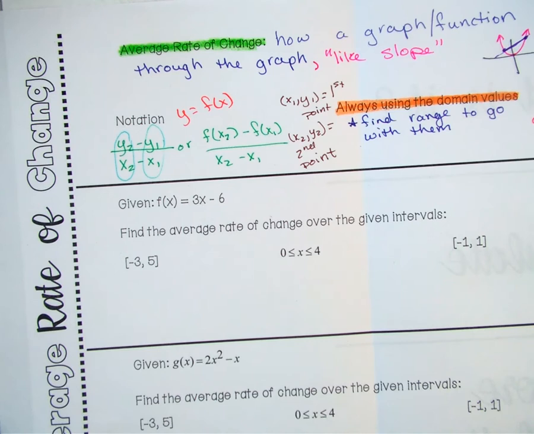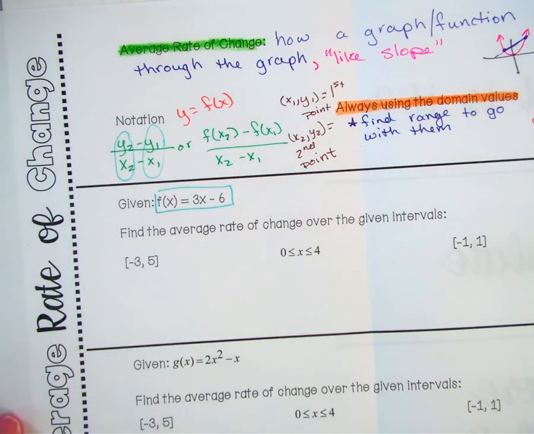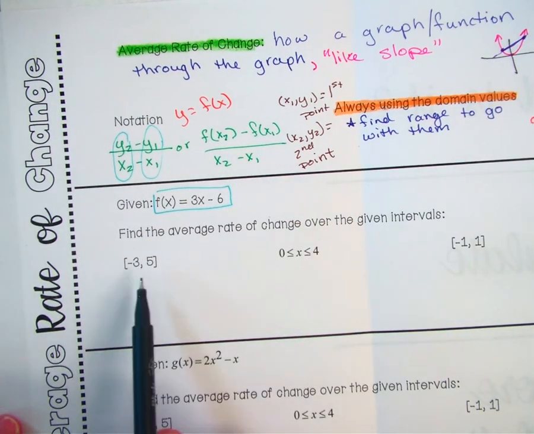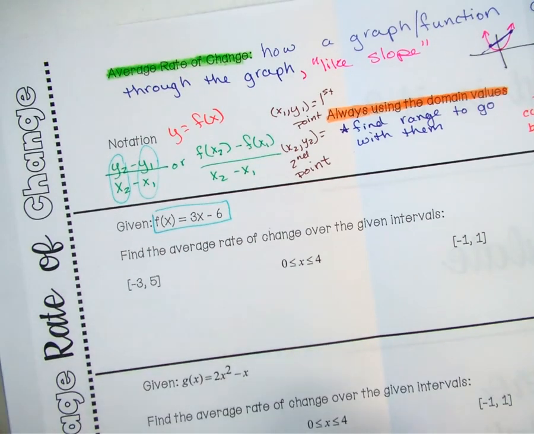So let's take a look at our first example. Let's practice this a little bit. Find the average rate of change given this function here. I have f of x equals 3x minus 6. Again, these are our domain intervals. As I said, your domain intervals are just your x's. So here we have -3, 5.